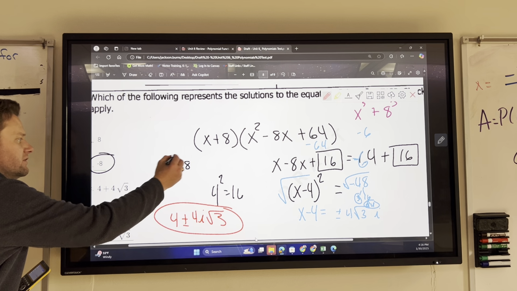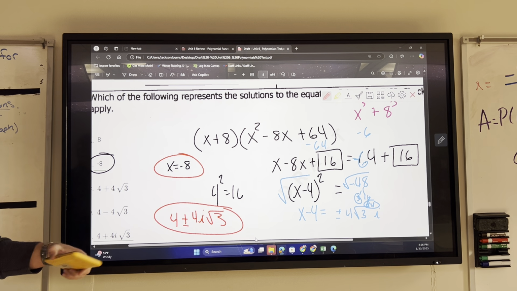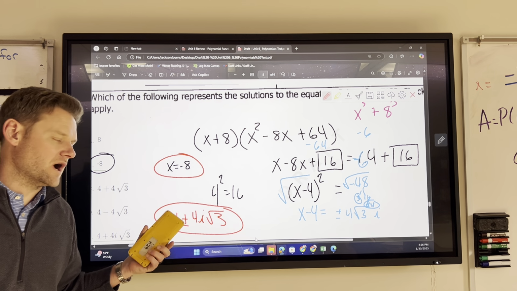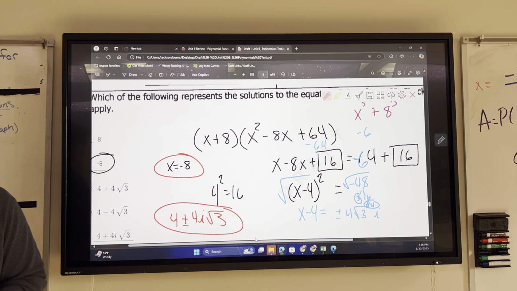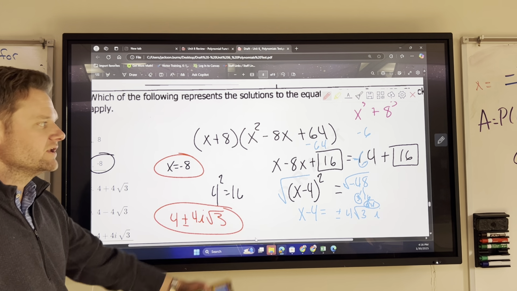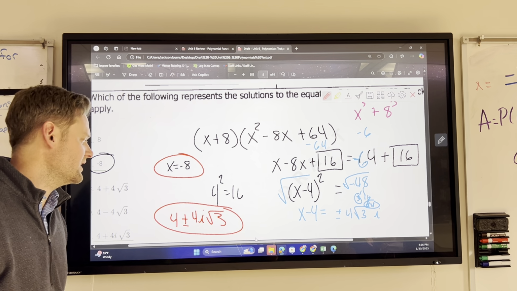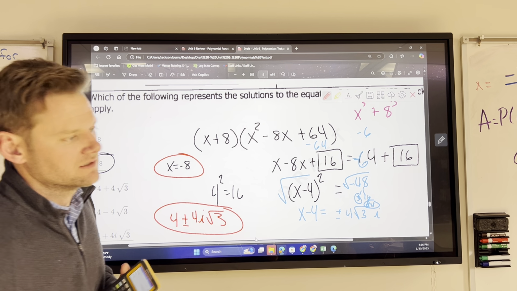So I have one root at negative 8, and then two imaginary ones at 4 plus or minus 4i square root of 3. Does that make sense? Did I botch that one for y'all? It's in the review as well. Sorry, I kind of ran out of space down here. But complete the square or the quadratic formula works there. You get two imaginaries. This one's on your review packet as well.